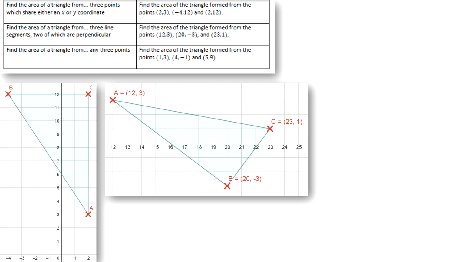I've said here find the area of a triangle from 3 line segments, 2 of which are perpendicular, because that sometimes gives you a shortcut. Although it looks different to the first example, if it's still a right angle triangle, there's no reason why you couldn't still use your right angle triangle techniques. The only slight catch is it's not as straightforward to find the length of those 2 perpendicular sides. But then that just reduces to a problem that we solved previously.